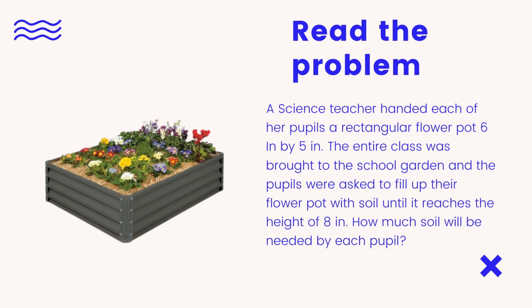So example, etong nasa larawan, yan yung flower pot. So since it is rectangular, meron tong length and the width. So ang length natin ay 6 inches, then the width is 5 inches. Yan. And then, ito yung height, sabi niya, 8 inches. Yan. So let us try to solve.